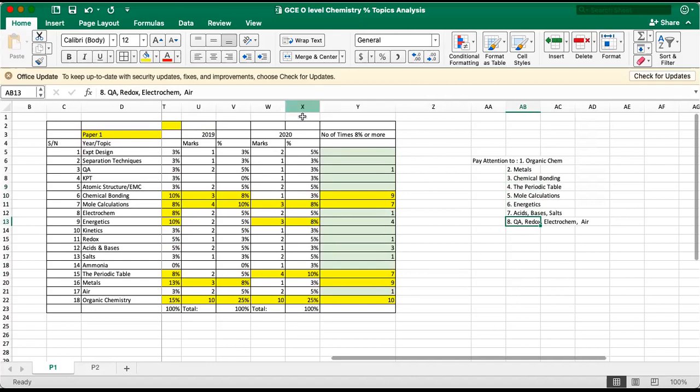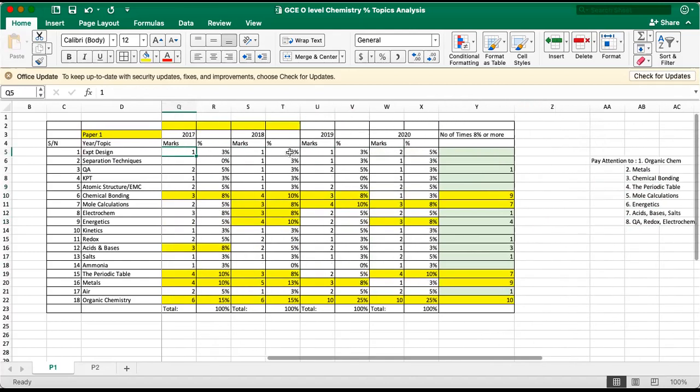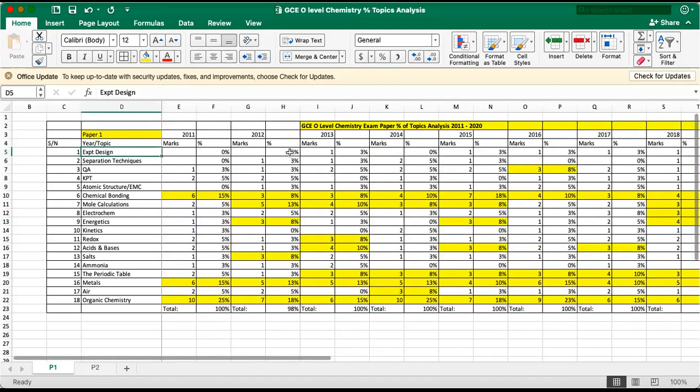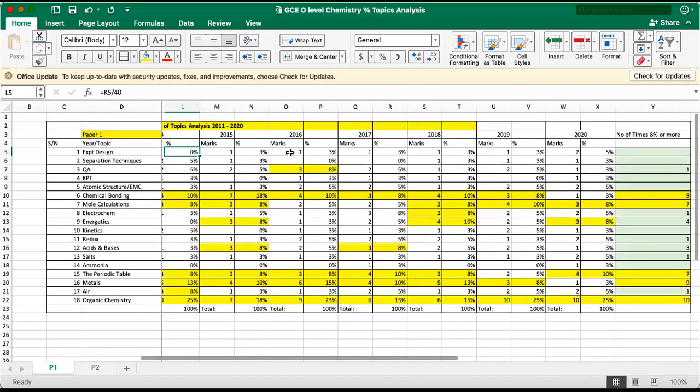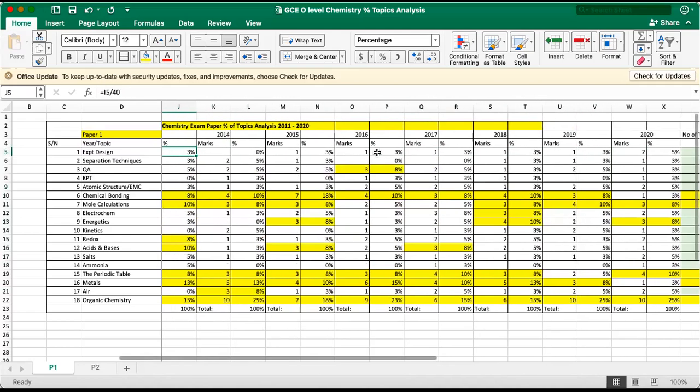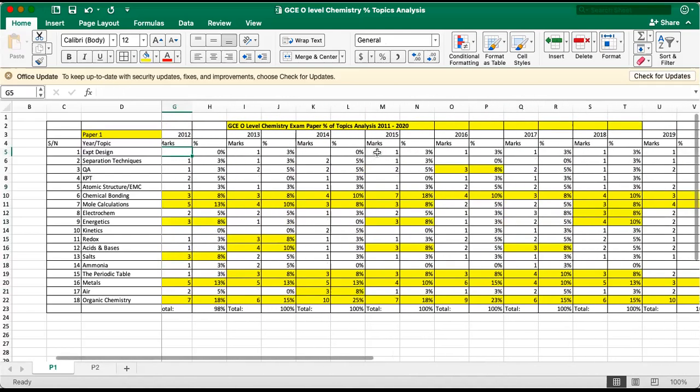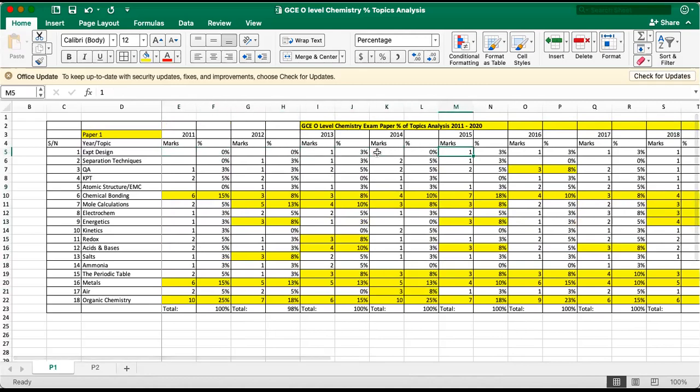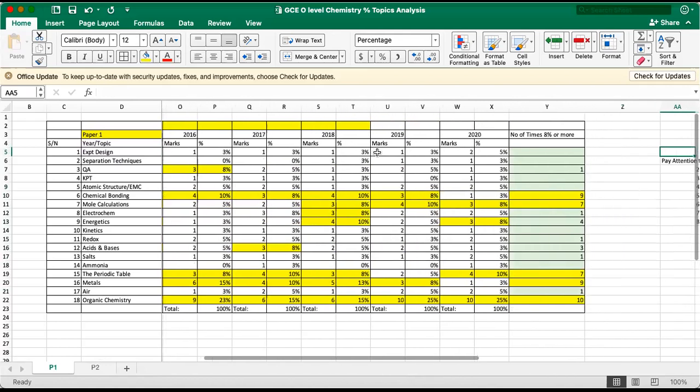But I'm not saying experiment design you can ignore. Experiment design will surely be tested if you look at the trend. In recent papers, at least one question per paper. Sometimes it may not appear, like in 2014, but that's once in a while. So we just assume that it will come out.